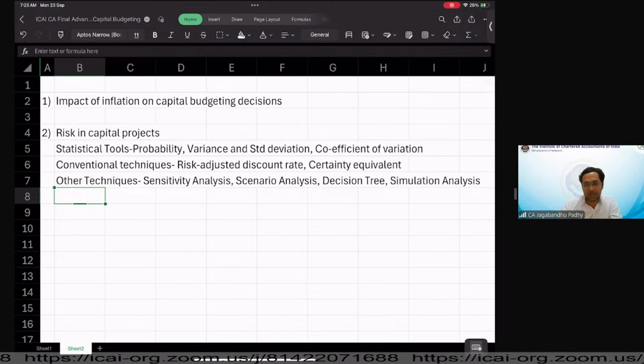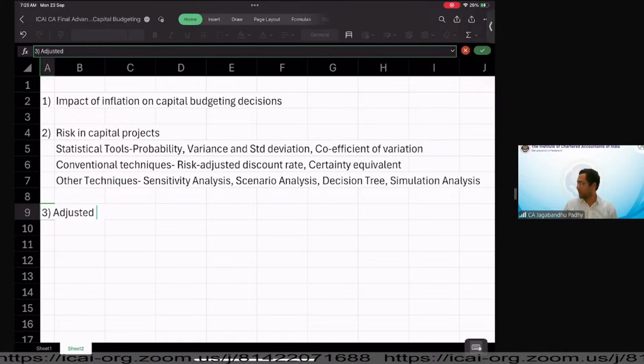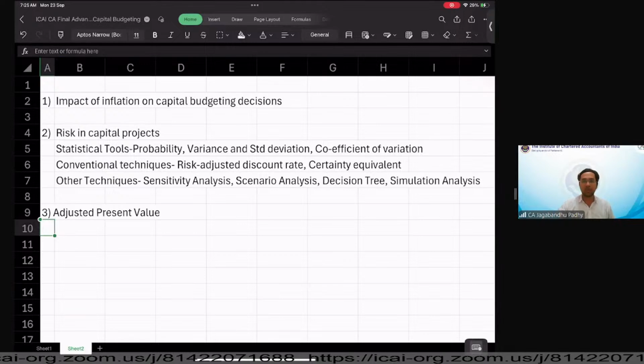Now, these are the topics that we are essentially going to target when it comes to risk of a capital project. Okay, so standard deviation, variance, coefficient of variation, risk-adjusted discount rate, then sensitivity analysis, then we have the decision tree, certainty equivalent. Simulation is something that we are going to learn new, right? And apart from that, there is a really interesting concept called adjusted present value.